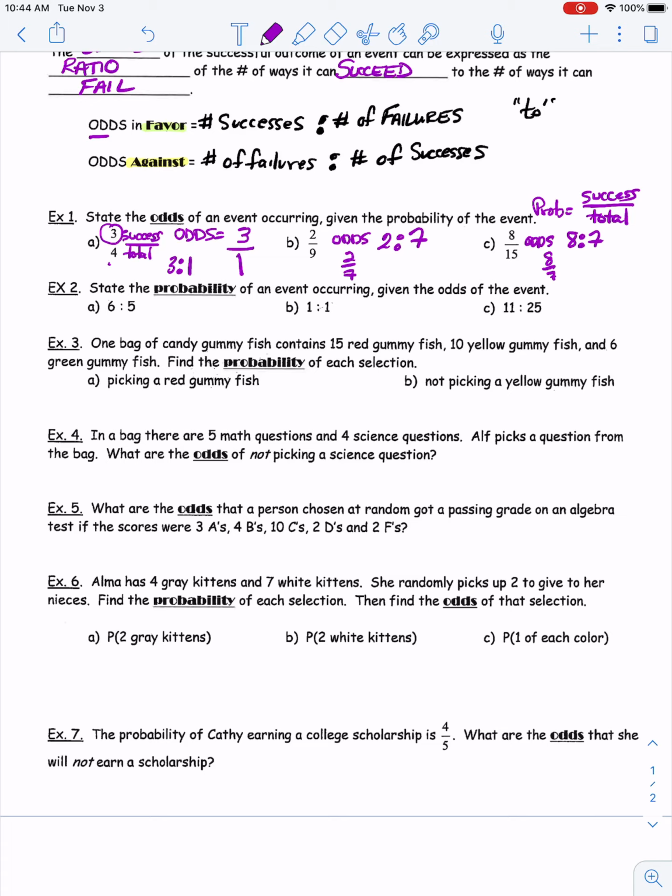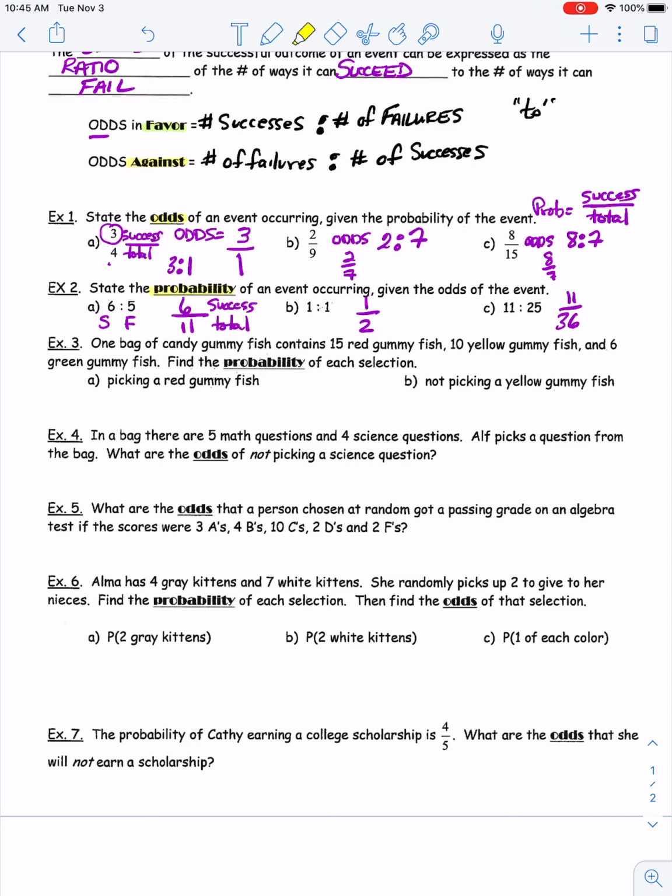Now the next example is going to go the other way. State the probability. These are the odds. 6 to 5 is the odds, so this is success and this is failure. This time we need success to total, so 6 over 11. Success to total. Then 1 to 1, so the probability is 1 to 2. Then 11 to 25 will give us 11 to 36. Success to total.